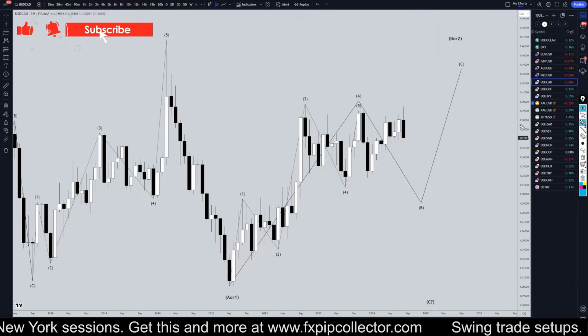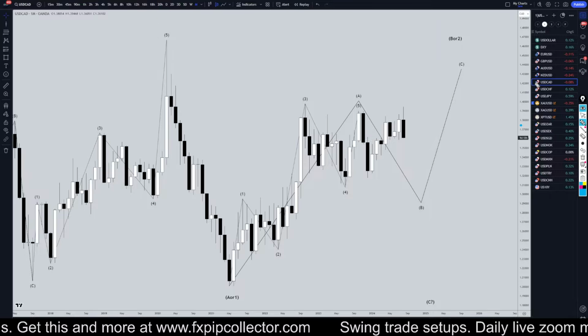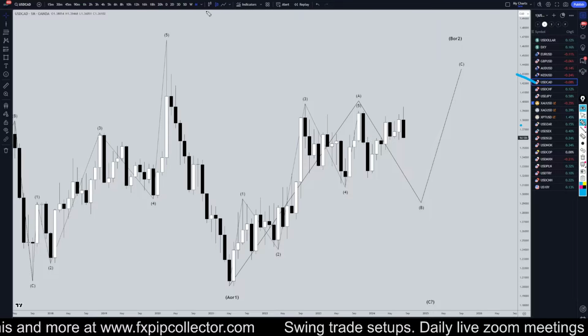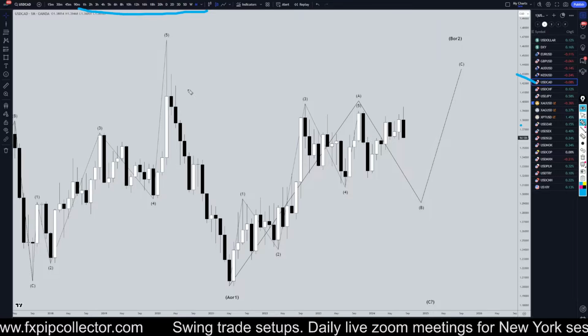Today is Wednesday, August 21st, and I'm going to be analyzing the US dollar Canadian starting on the monthly, working my way all the way down to the 1 hour time frame for the full top down analysis.